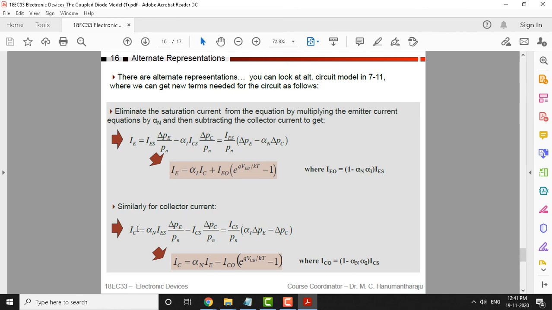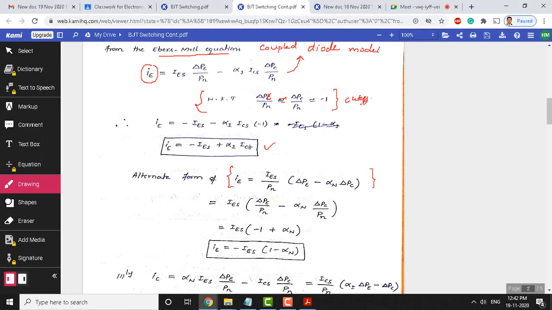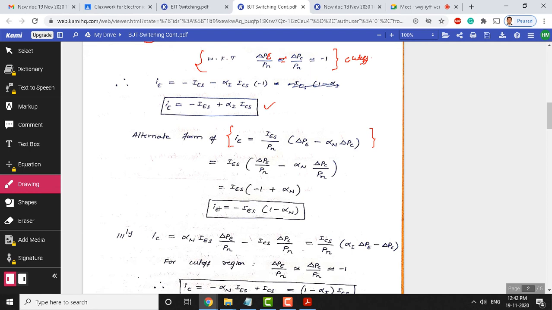This is the equation you can see here. This is the emitter current equation. One way is this, in terms of inverted mode, and in terms of normal mode we have shown this. We can just take these equations and substitute wherever you have delta P_E by Pn as minus 1, and delta P_C by Pn as minus 1, and you arrive at these equations. So this is the emitter current that is flowing in a transistor under cutoff mode.